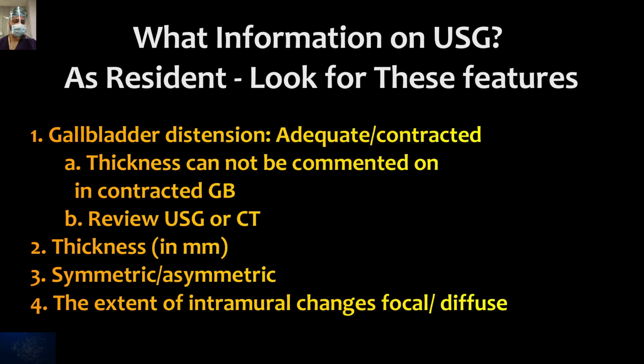So whenever, as a resident, you are looking at the ultrasound report of a gallbladder patient, what are the things you should look for? First thing is whether the gallbladder was distended adequately or contracted at the time of examination, as the thickness of the GB cannot be commented on in a contracted gallbladder. In that scenario, either you should ask for a review ultrasound, or if there is any suspicion, you can ask for a CT scan. The thickness of the GB has to be reported in mm. Simply writing that the gallbladder wall is thickened is not adequate; you have to insist and request your radiologist.